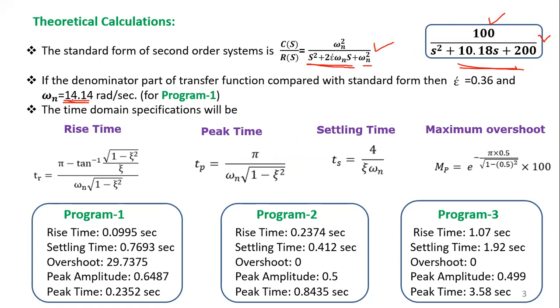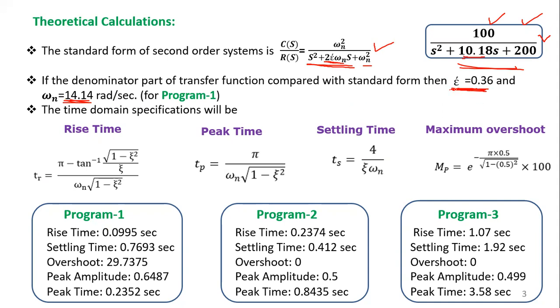Once we know the omega n, then 2 zeta omega n is equal to 10.18. Now we already know the omega n. If we simplify, we get zeta as 0.36 for the first case. For the first case, the closed loop transfer function is this one. And from this, if you find the zeta value, you are getting 0.36 and the omega n we are getting as 14.14 radians per second.